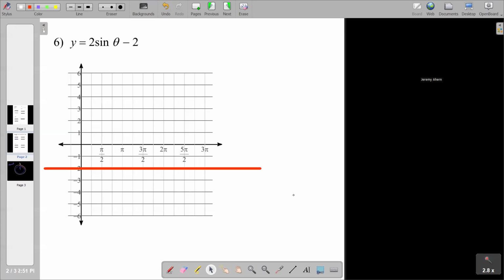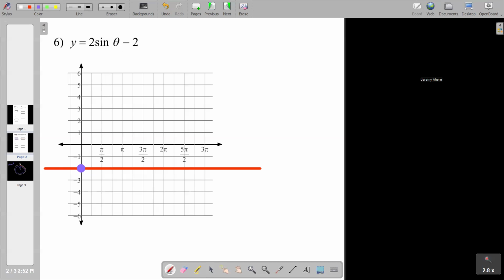Okay, so now we build essentially from that line. We're no longer referring to things relative to the x-axis. This is like our new x-axis. So where does the sine curve normally start? Does it start on the midline or above it? Sine starts on the midline because sine of 0 is 0. And so when we multiply sine of 0 by 2, we still get 0. So this curve is going to start right here.